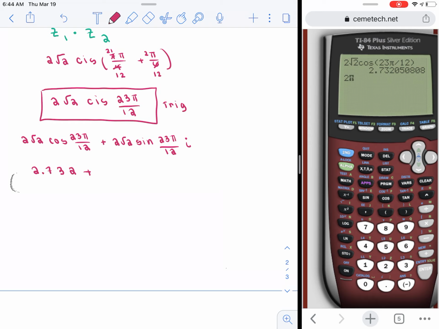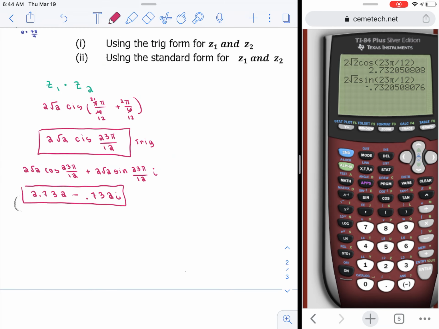And then 2 root 2 sine 23 pi divided by 12. And then we're going to get this 0.732i. So note that these are the same answer for this, but in different forms. So trig, and then this is what we call standard.